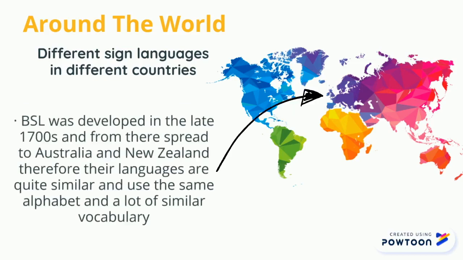British Sign Language was developed in the late 1700s, and from there it spread to Australia and New Zealand, which is why their sign languages are quite similar and use a lot of the same vocabulary and the same alphabet.